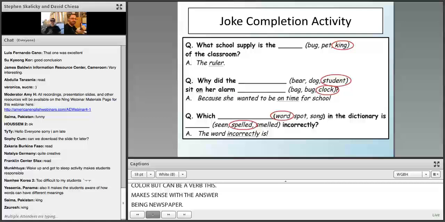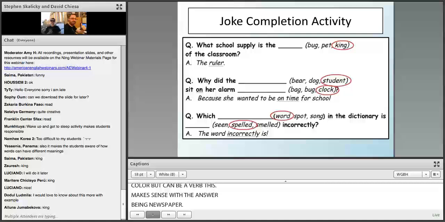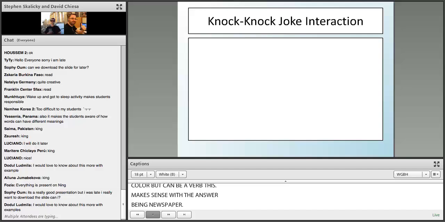We can explain these in more detail on the forms, but essentially, students are choosing the words that provide a double meaning. King is related to ruler, student and clock is related to time, and word and spelled is related to dictionary, right? Okay, we have another way to have students produce humor here.